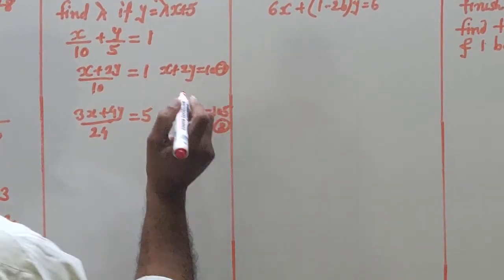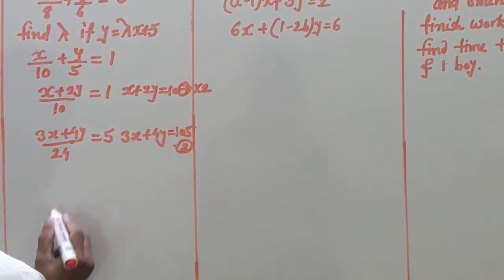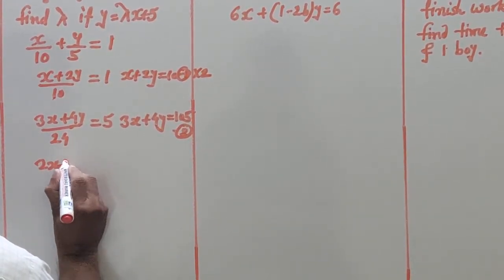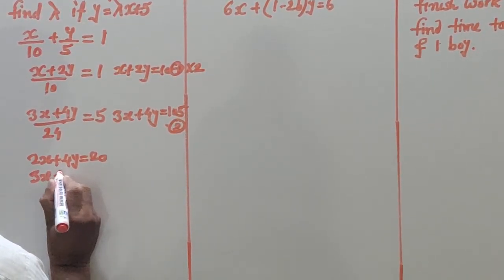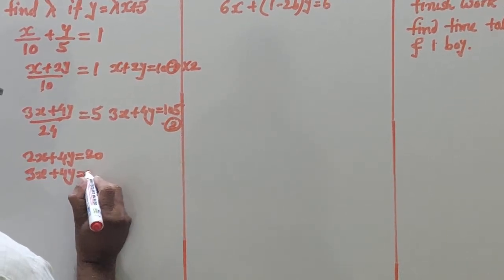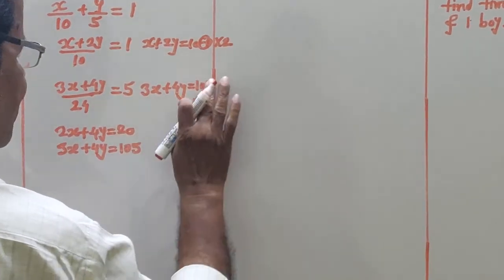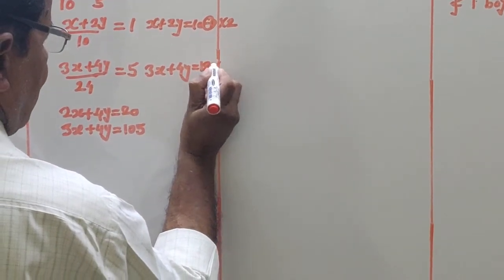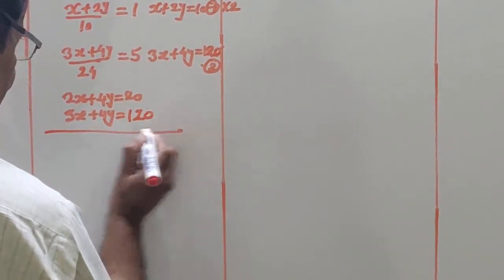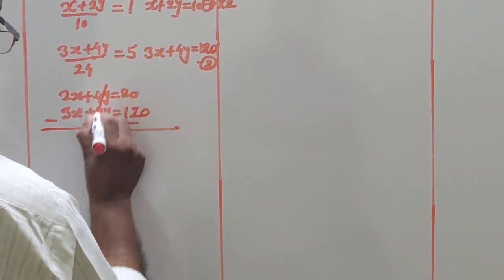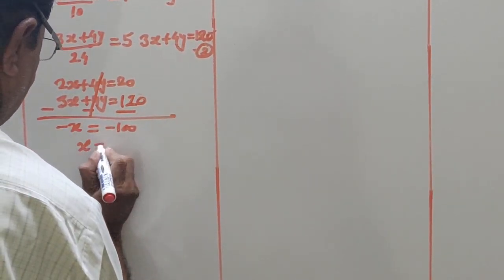Now I have two equations, 1 and 2. For the elimination I have to multiply the first equation by 2. So what will come here? 2x plus 4y is equal to 20 and this is 3x plus 4y is equal to 120. Now I will subtract, so the y terms will get cancelled. What I will get? Minus x is equal to minus 100, so x is equal to 100.